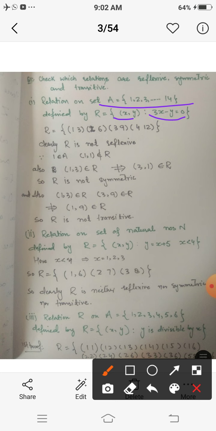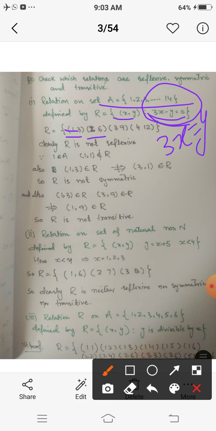Here the value of x may be 1, 2, 3 up to 14, and y may be from 1 to 14. Now when x is 1, because 1 belongs to A, when we substitute in this equation 3x minus y equals 0, y comes out to be 3. So this means that R contains one element as (1, 3). Similarly, if we put x equals 2, then y equals 3 into 2, because 3x equals y, since 3x minus y is 0. So when x is 2, y is 6, so we have (2, 6).